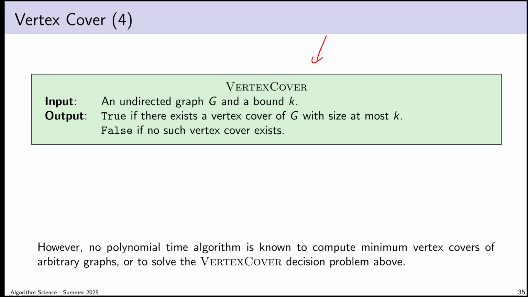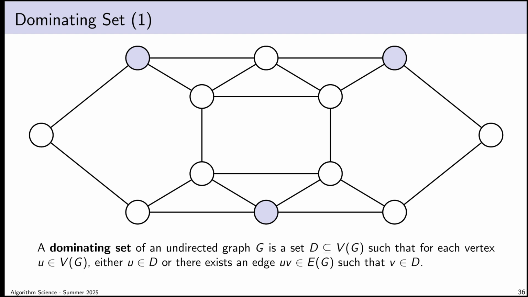So here I've phrased the vertex cover optimization problem as a decision problem in the way that I mentioned earlier. I add a bound k, and the yes or no question is: is there a vertex cover of G whose size is at most k? And even this yes or no question does not have a polynomial time algorithm that we know of. It seems to be a difficult problem.